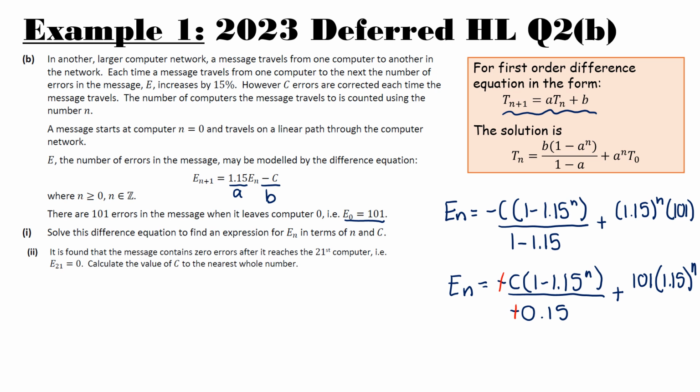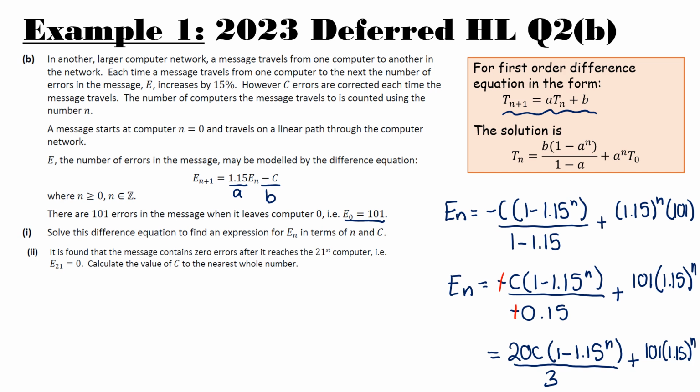So 0.15 is 3 over 20, and then when we flip that, that's going to give us 20C(1 − 1.15^n) all over 3. You can pull that 3 out in front if you prefer. And then we have 101 times 1.15 to the power of n. You can do more cleanup on it if you want. It's not going to clean up nice and tidy with that C. If that C was a number, we would absolutely tidy it up a little bit more, in a nicer way, to group together the 1.15 to the power of n.